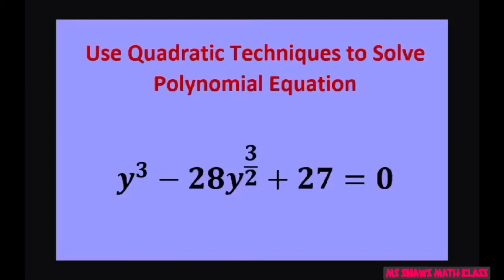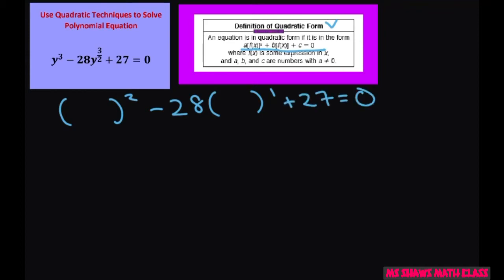Hey everyone, we're going to use quadratic techniques to solve y cubed minus 28y to the 3 halves plus 27 equals 0. So I'm going to use this form here, the definition of quadratic form. And what that means is I want a square, write down your coefficient, and I want this to the first power plus 27 equals 0.